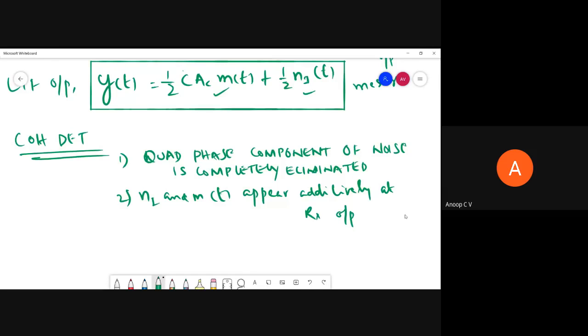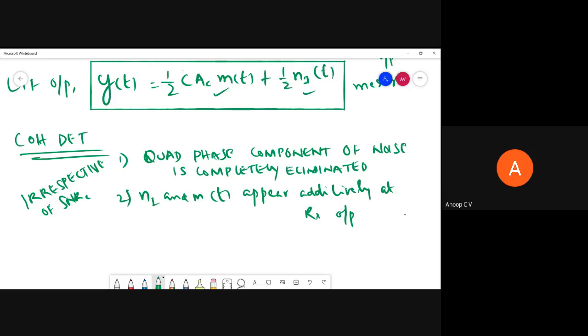And one more thing, these two properties I mentioned hold irrespective of the input SNR. Whatever the input SNR or channel SNR, the quadrature phase component of noise is completely removed, and the in phase component of noise and m of t will appear additively at the receiver output. So now this is our output.